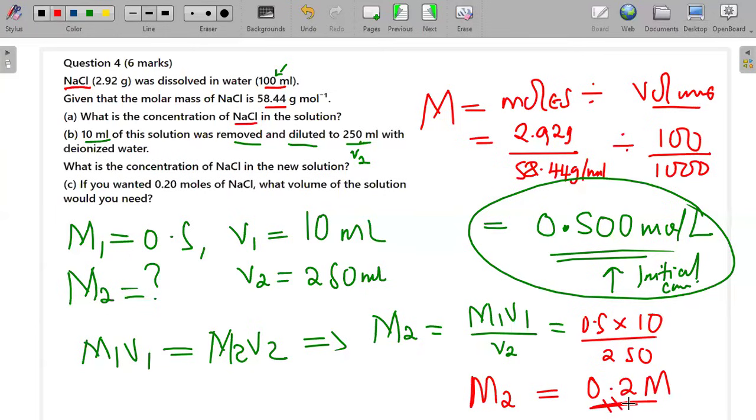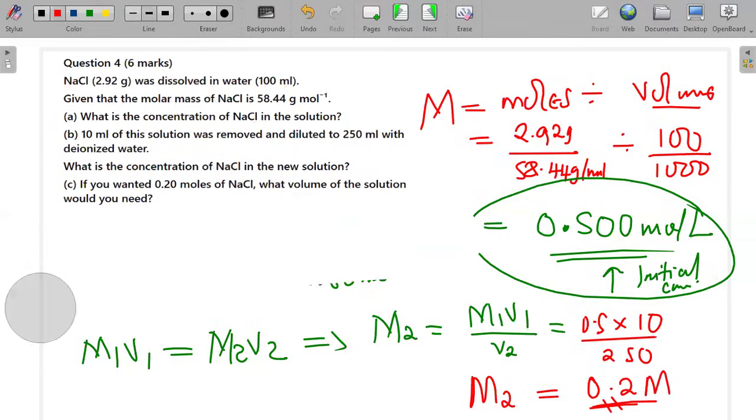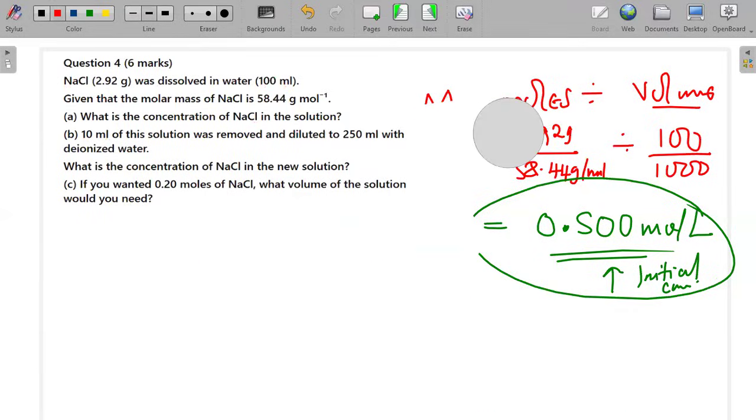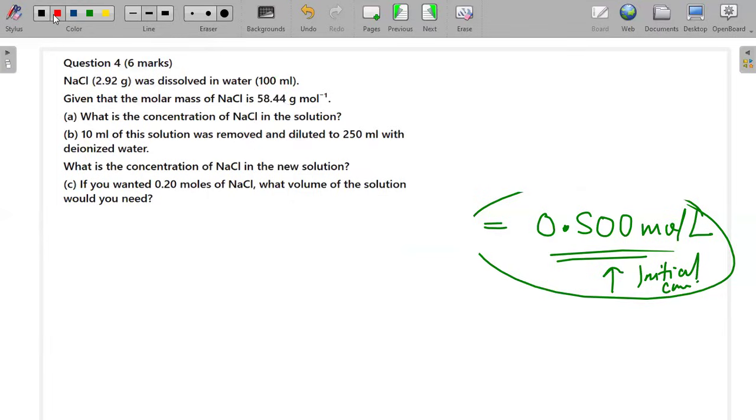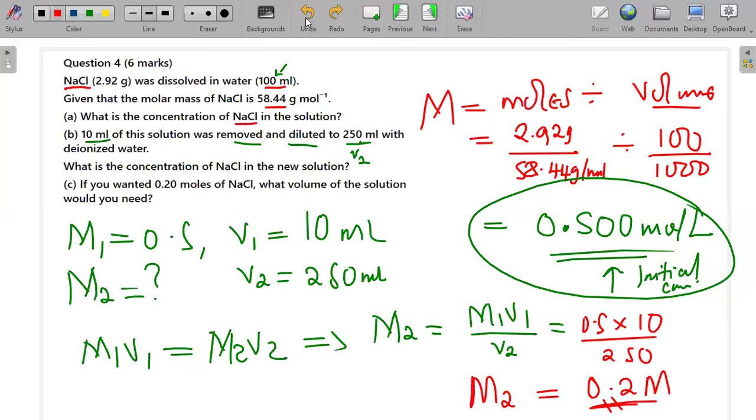Okay, so any questions there on how we've solved B? Okay, we look at C. So C, they're saying, okay, if you wanted 0.2 moles. Oh, someone has a question. Mr. Bennett, you can ask. Yes, sir. Why are we not converting 250 milliliters to liters?